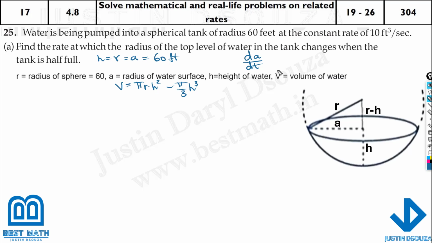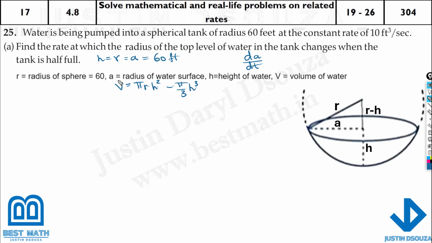So this is the concept. Why? Because imagine this is the sphere, it's half full. So that's the radius, this is the radius of the sphere itself. So that is why H, the radius of the sphere, and A will be equal. Now how would we solve this? Here we have R, that's the radius of the sphere.